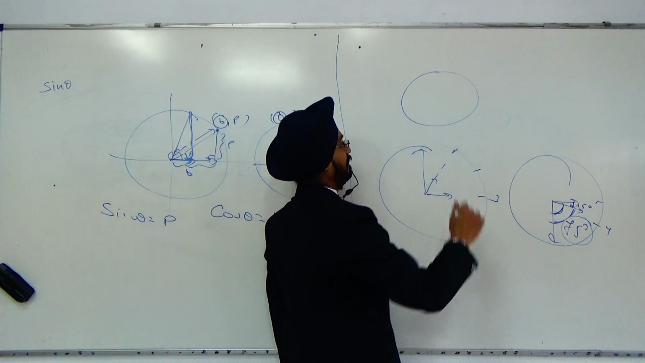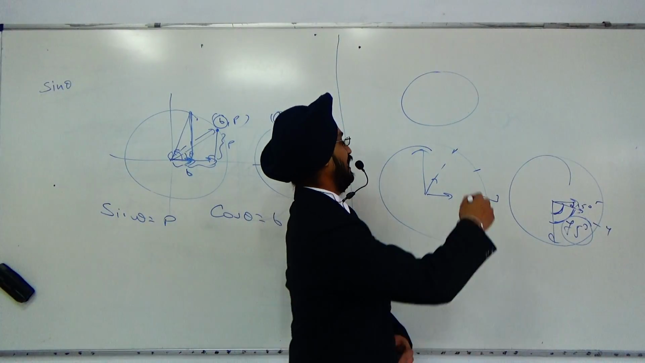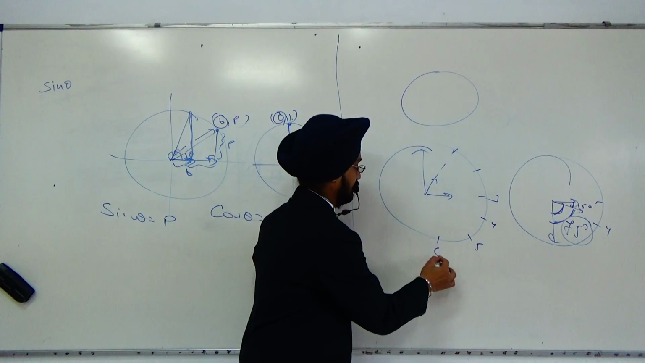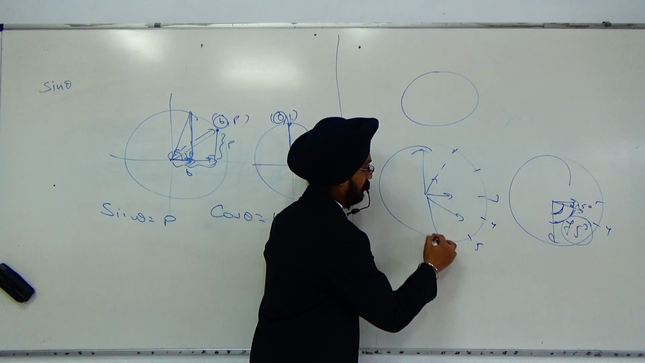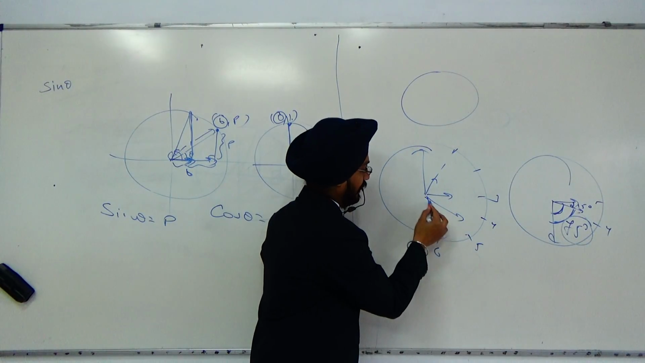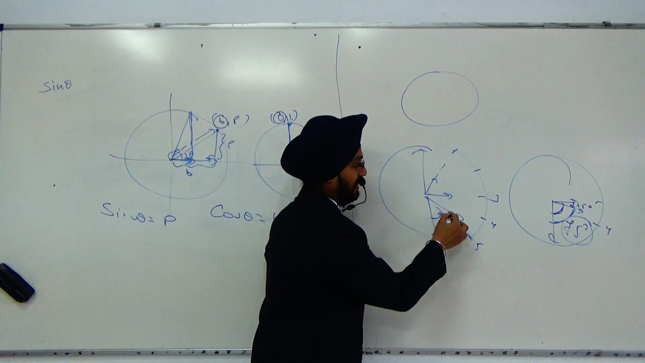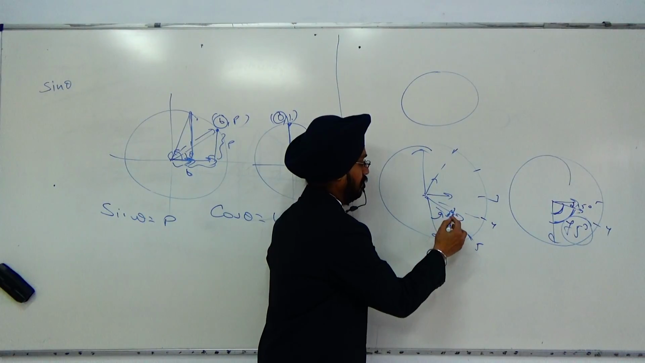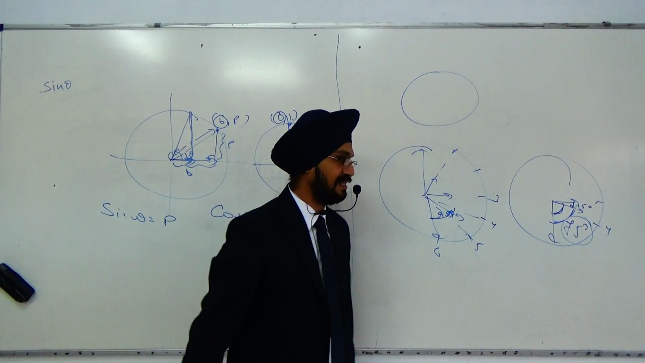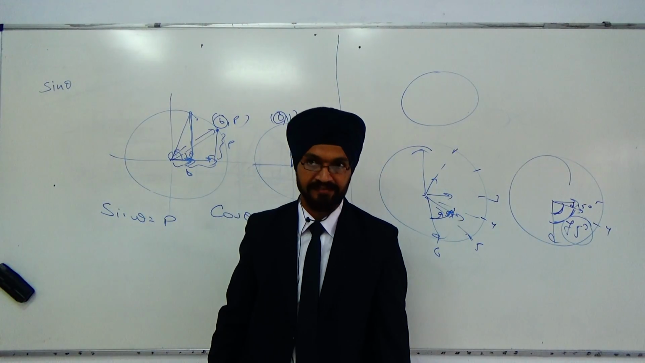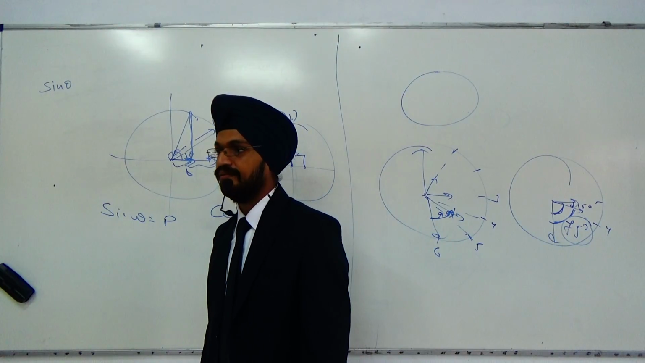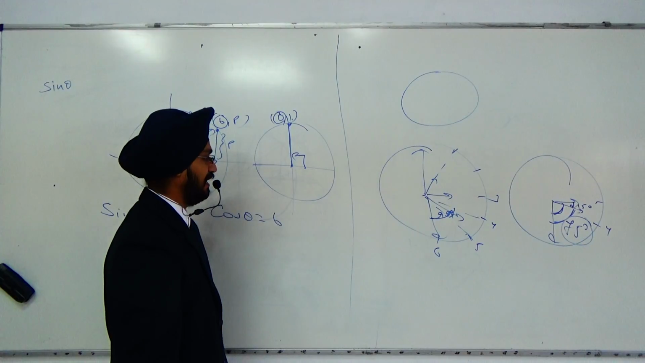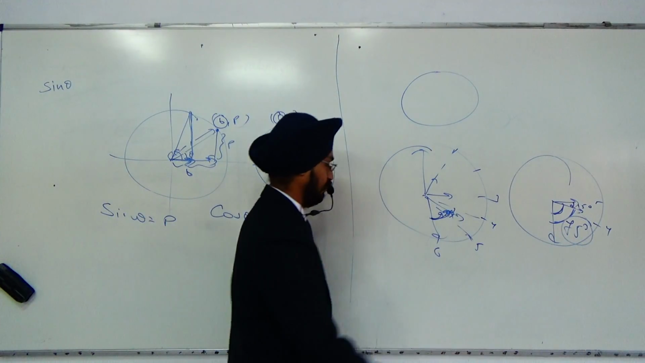Because at 4:30, what will happen? This is 4, this is 5, this is 6. 4:30 means between 4 and 5. This is 30 degree and this is 15. Because in half an hour it will travel by 15. Now 15 is left from 30. So 30 plus 15, 45. Is it clear? Yes, sir. So the angle will be 45 degree at 4:30.